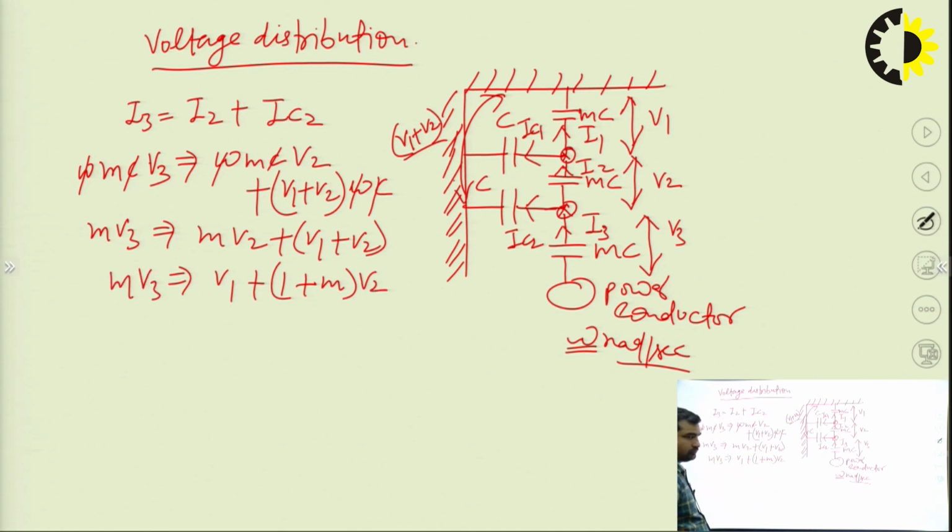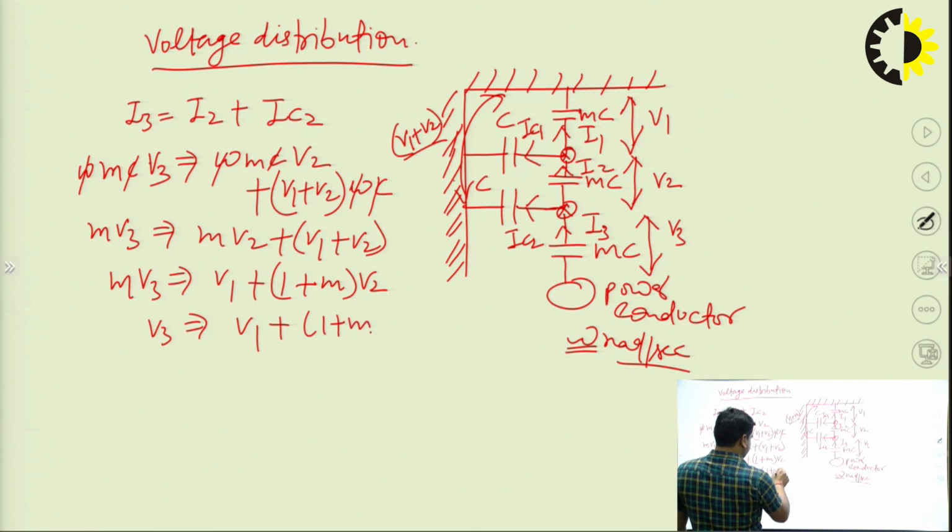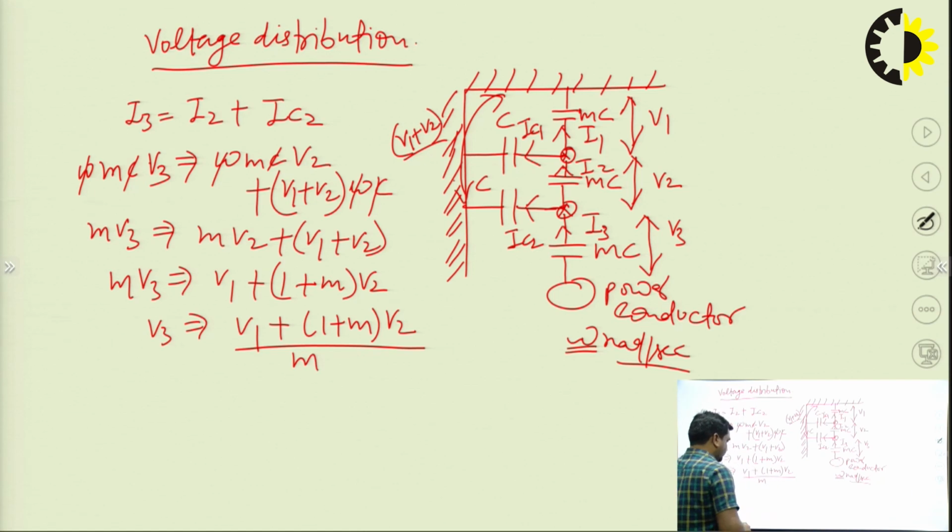So V3 equals V1 plus (1 plus M) V2, divided by M. If you put from the previous equation, then you can see how V3 is going to have a larger value as compared to V2.